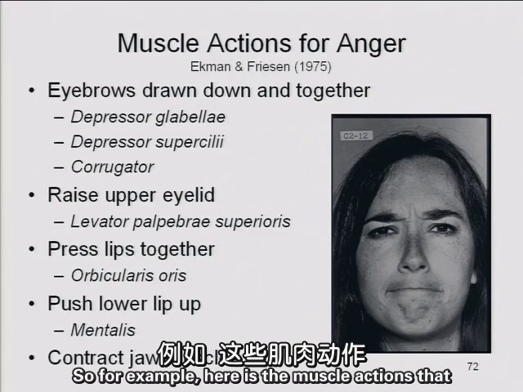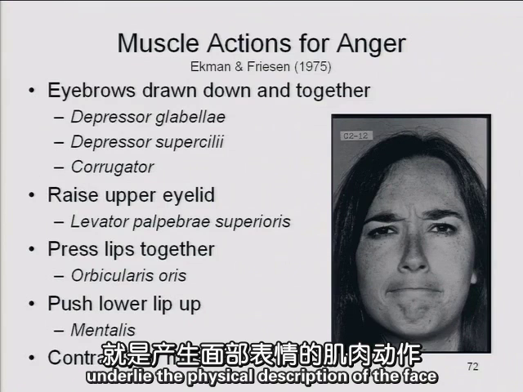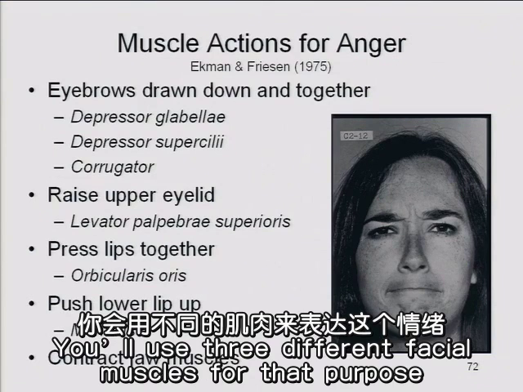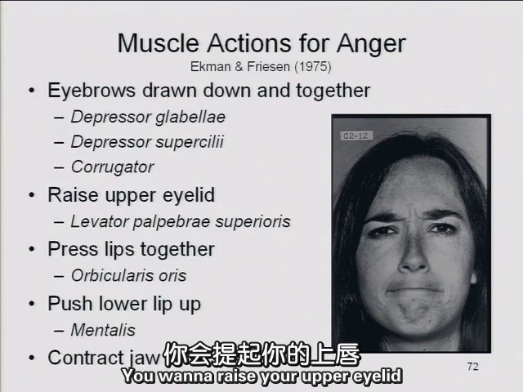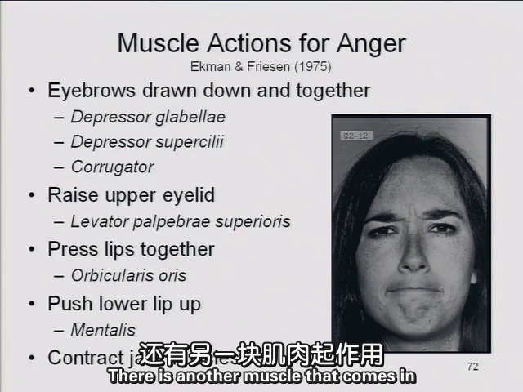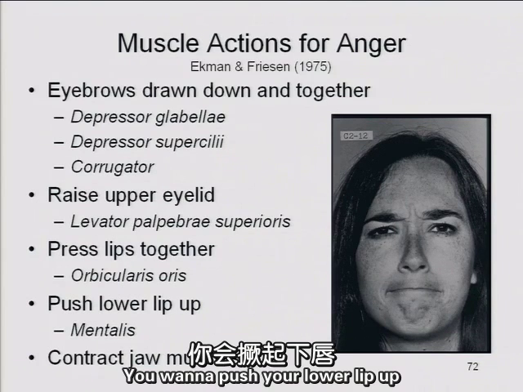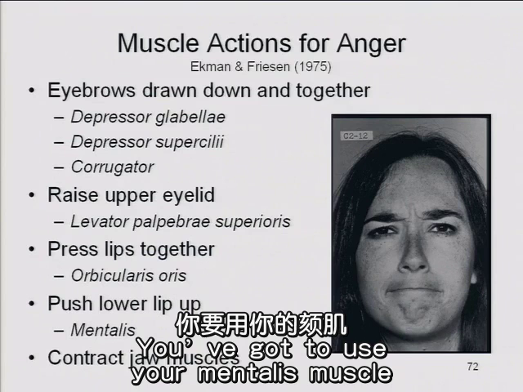So, for example, here are the muscle actions that underlie the physical description of the face. You want to draw your eyebrows down and together. You use 3 different facial muscles for that purpose. You want to raise your upper eyelid. There's another muscle that comes in. You want to press your lips together. You use the orbicularis oris muscle. You want to push your lower lip up. You've got to use your mentalis muscle.